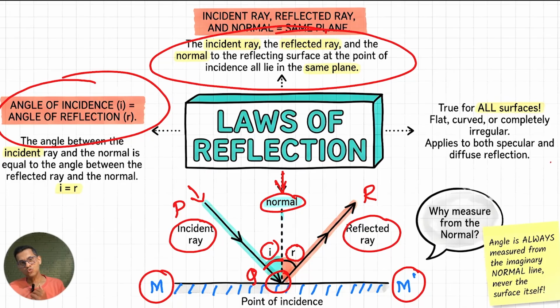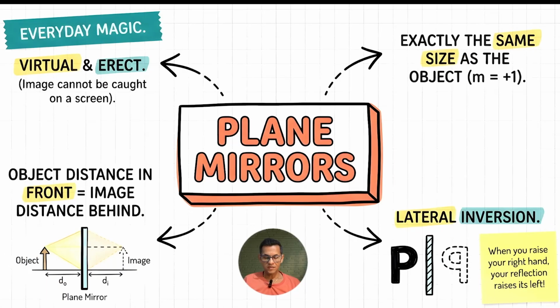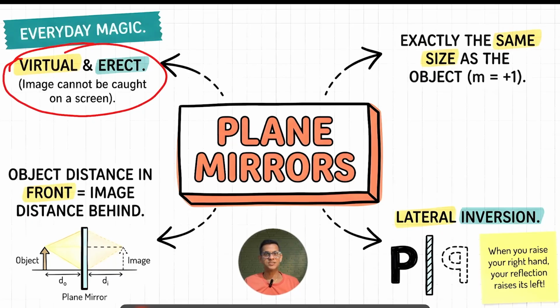Let's move on to the image formation by plane mirror. In case of a plane mirror, you will have to remember four different characteristics of the image formed by a plane mirror. A plane mirror always forms a virtual and erect image. Now, in short, what is a virtual image? A virtual image is the one which is formed at a point where light rays appear to meet or intersect.